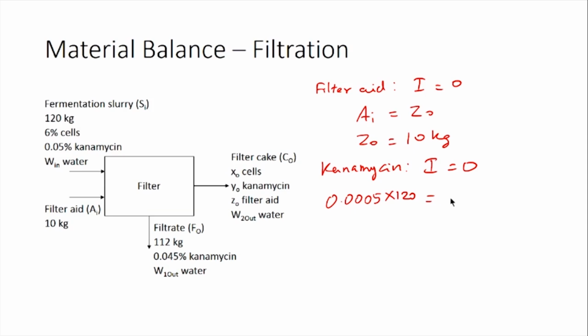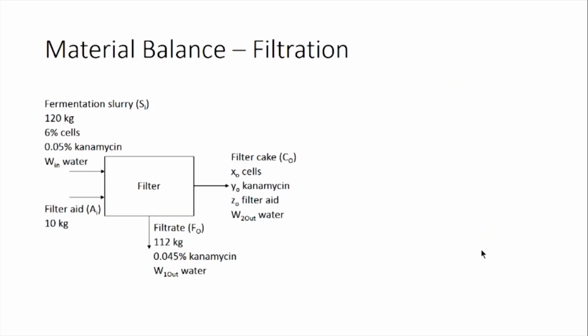So, this would be 0.00045 times 112 plus y naught. Based on this equation you can calculate y naught as 0.01 kilograms. What you need to understand here is this y naught term contains kanamycin which is present in the solution along with the filter cake, and also the kanamycin which has been absorbed by the filter aid. So, both the components are accounted for in this one term which is y naught.